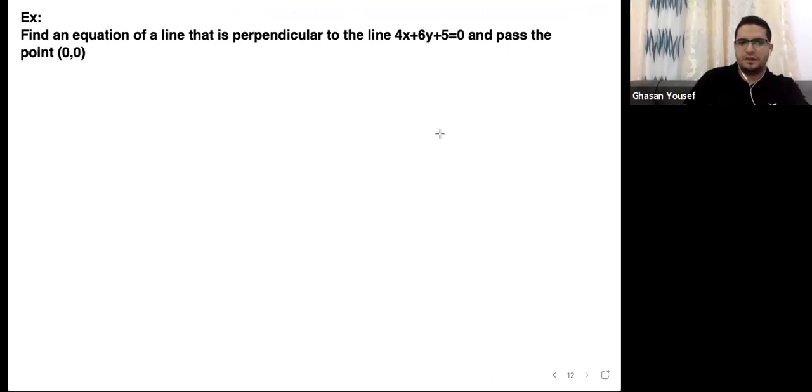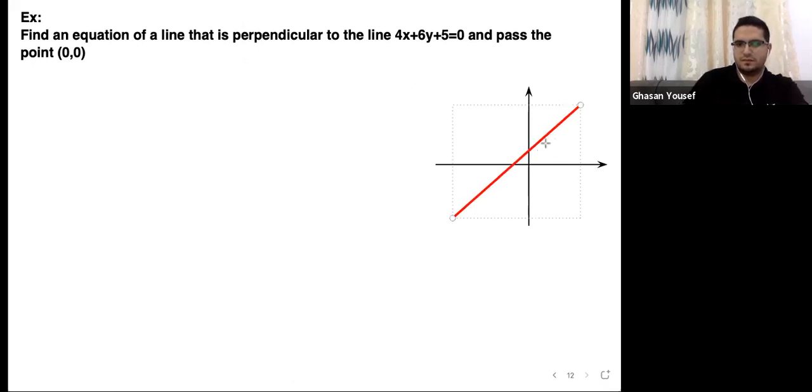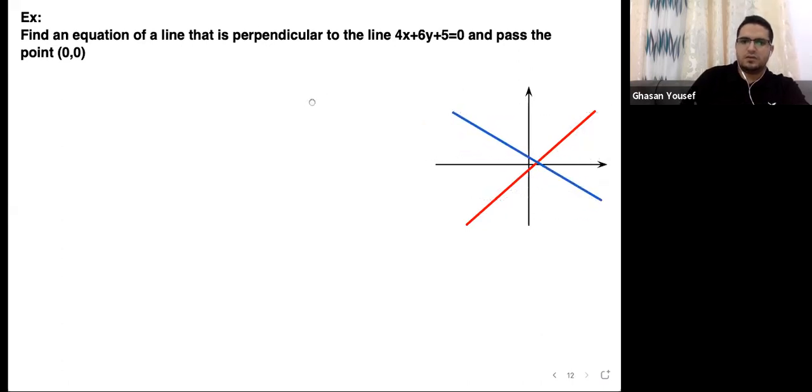So the example says if I have two lines, the first line is the red one, like this, and the second one is the blue one. And both of the lines are perpendicular to each other, like this. So both of these lines are perpendicular to each other.